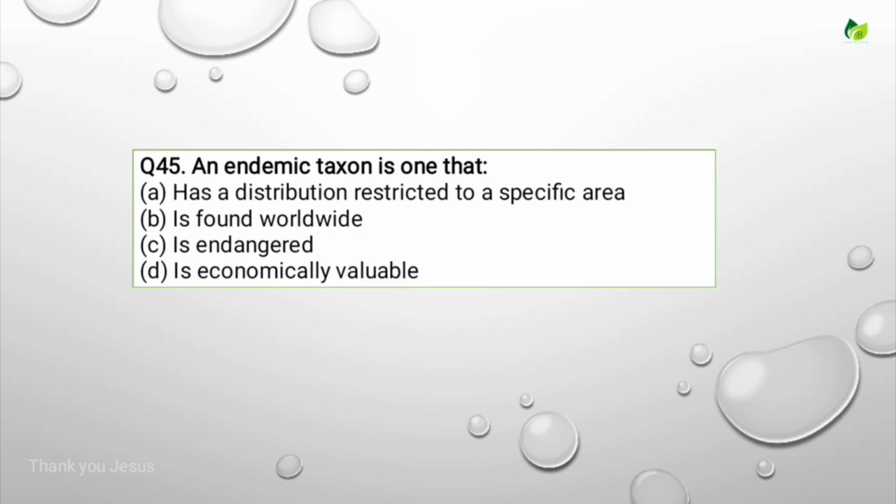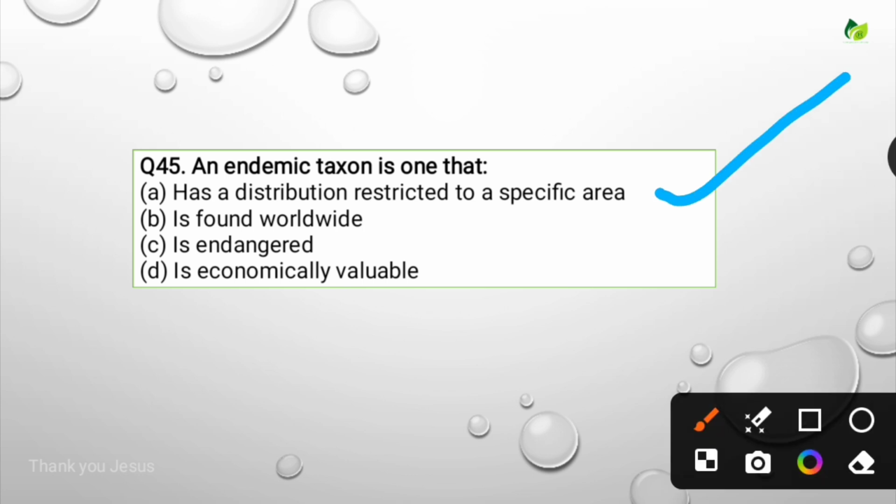An endemic taxon is one that. Options are has a distribution restricted to a specific area, is found worldwide, is endangered, is economically valuable. For this, the correct answer is has a distribution restricted to a specific area. Let's see the next question.